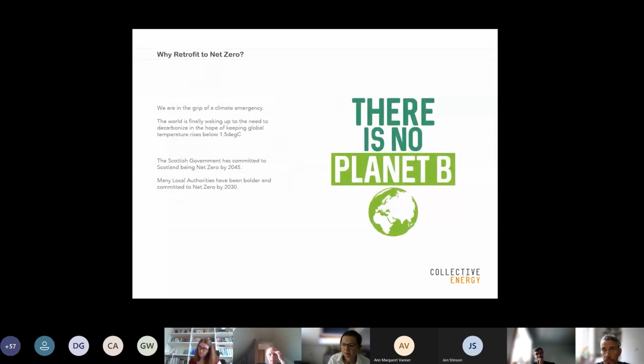So why do we want to retrofit to net zero? I think we can all agree that we are in the grip of a climate emergency, and that we do not have anywhere else to go. So we need to make this world a better place, and make sure that we can do everything we can to keep global temperature rises below 1.5 degrees C, which the Committee on Climate Change has set as a guideline to avoid runaway climate change. The Scottish Government has committed to Scotland being net zero by 2045. The UK government, as I'm sure you all know, set that to 2050. But ambitiously, many local authorities have committed to net zero by 2030.